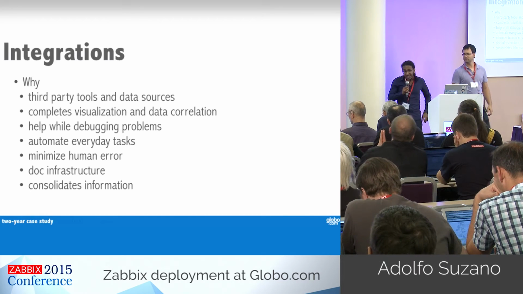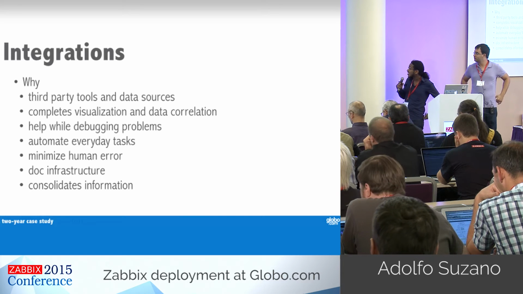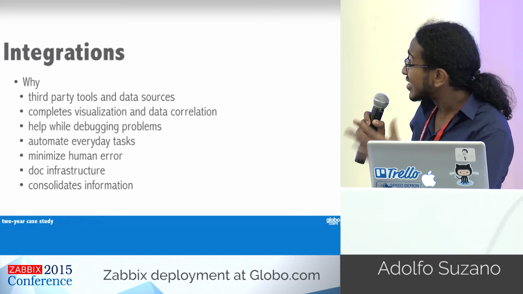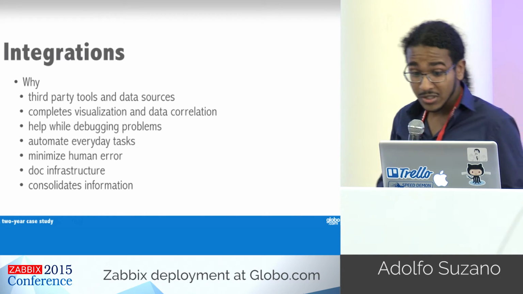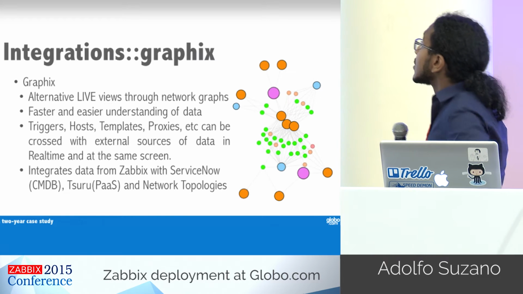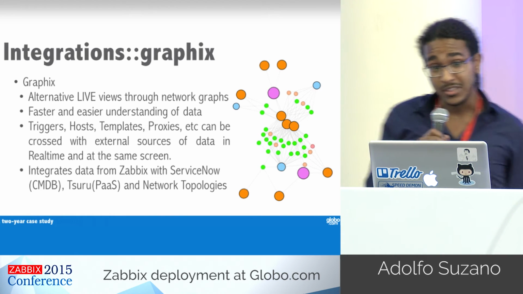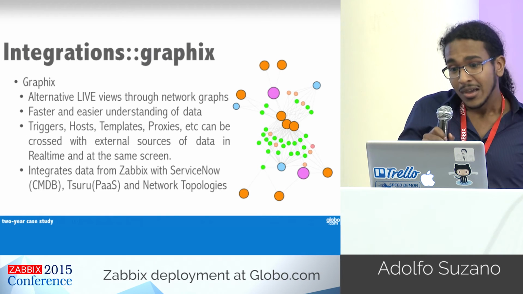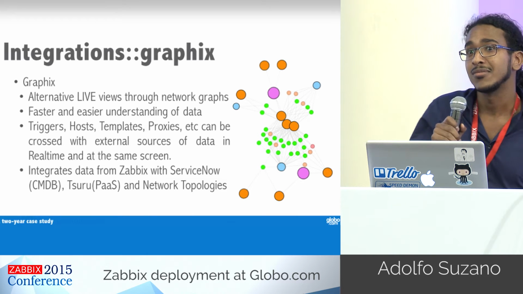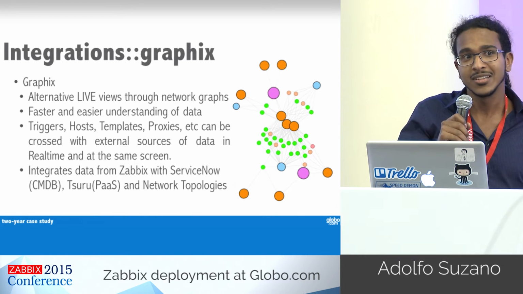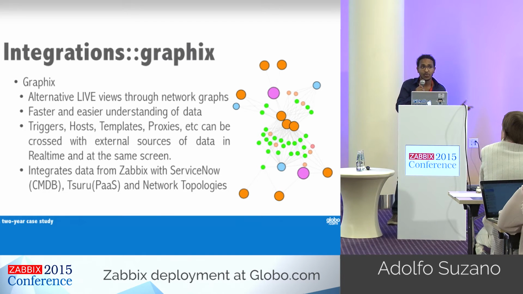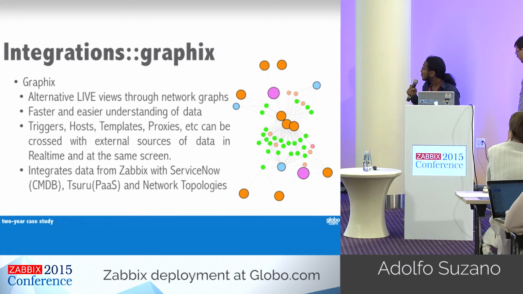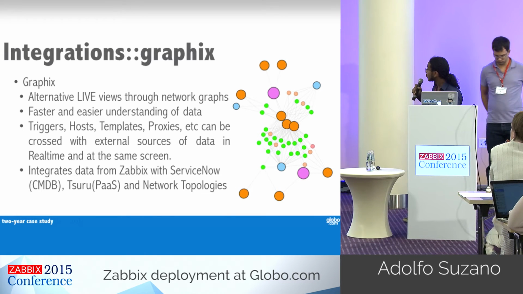Hey, I'm Adolfo, from NGX Labs, the company that Globo hired to do some of the integrations, and that's what I'm going to talk about now. The first one that we have is called graphics, and it's basically a system for generating network graphs. When I say network graphs, I don't mean from computer networks. I mean from graph theory. So basically a graph is a mathematical relationship between nodes and links.